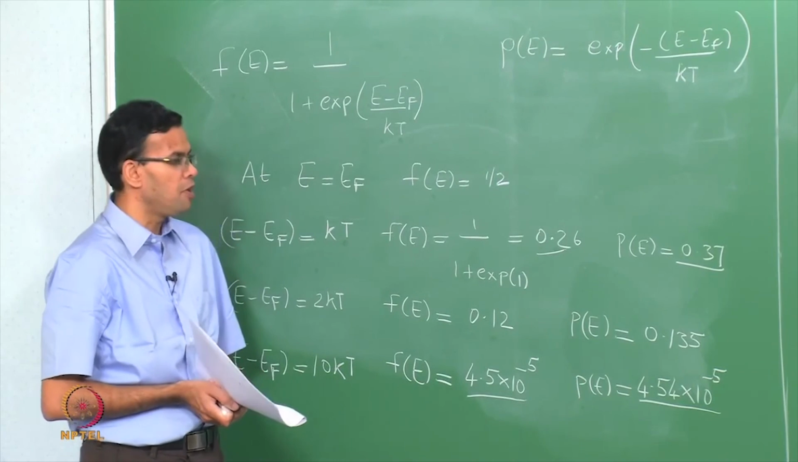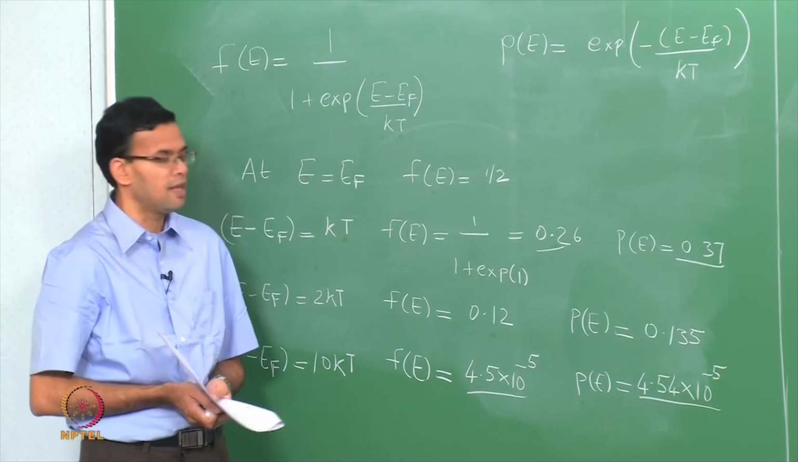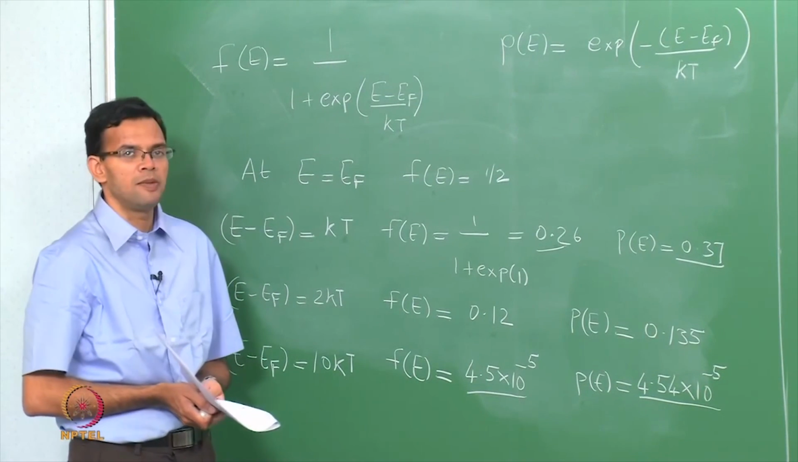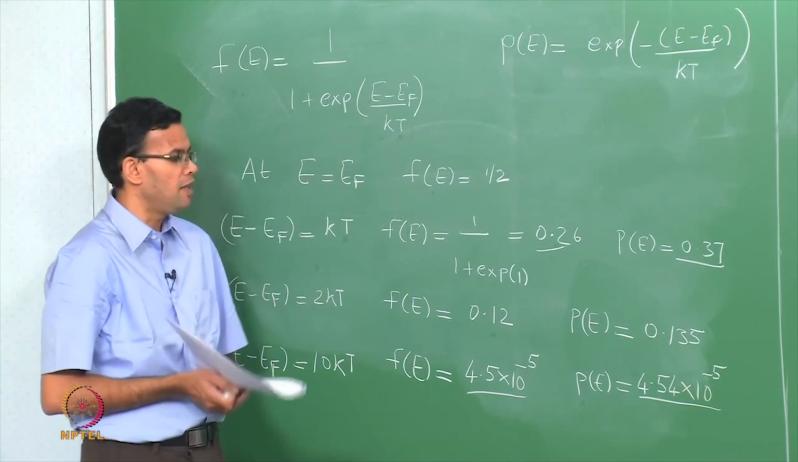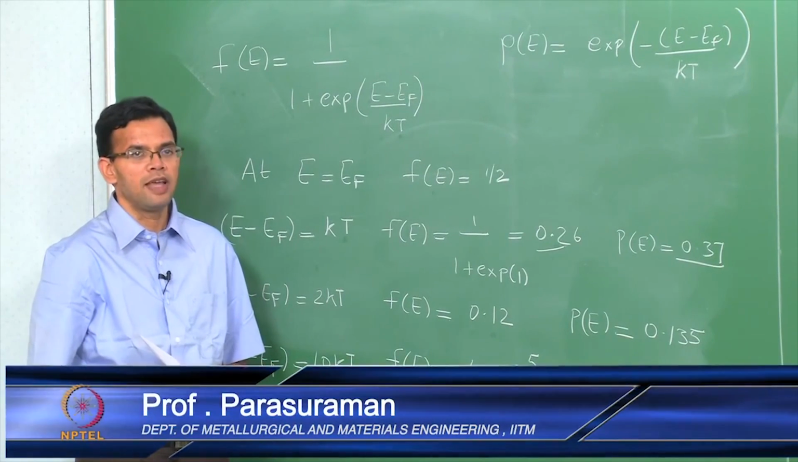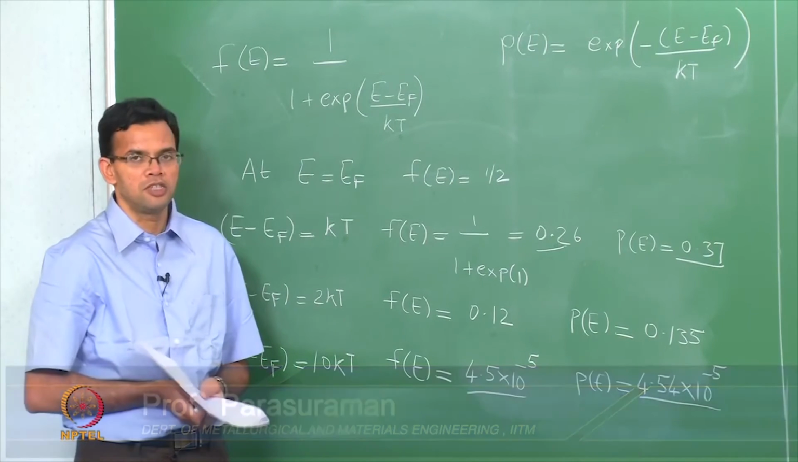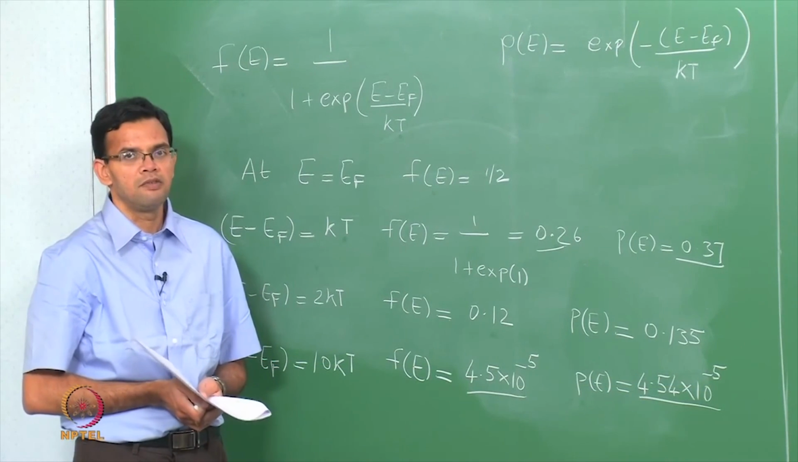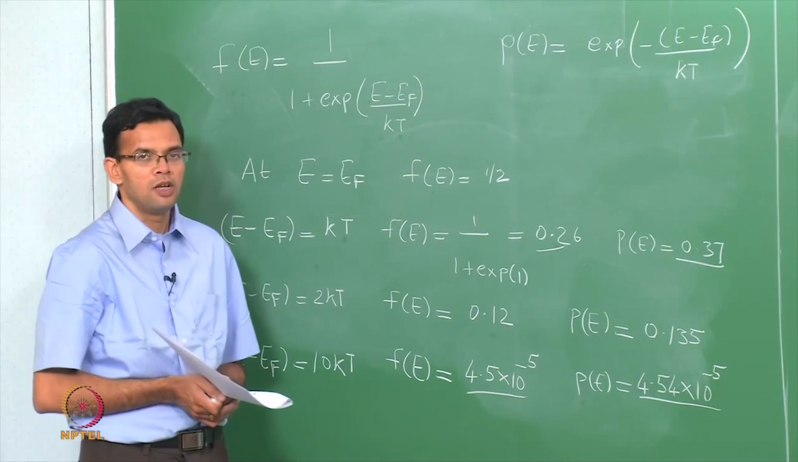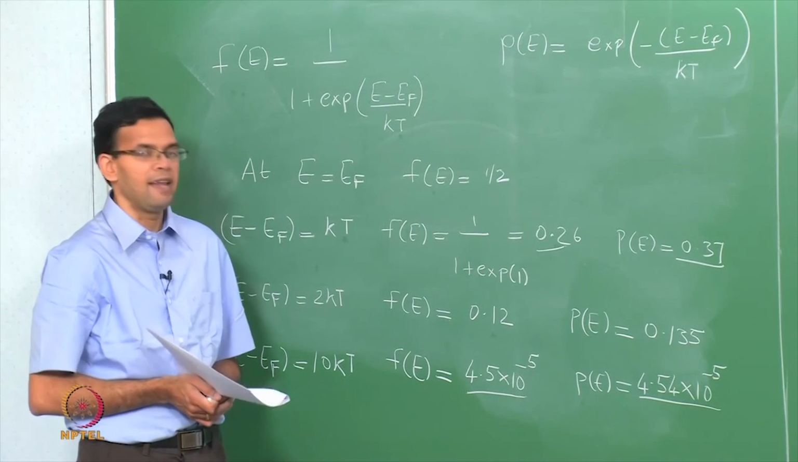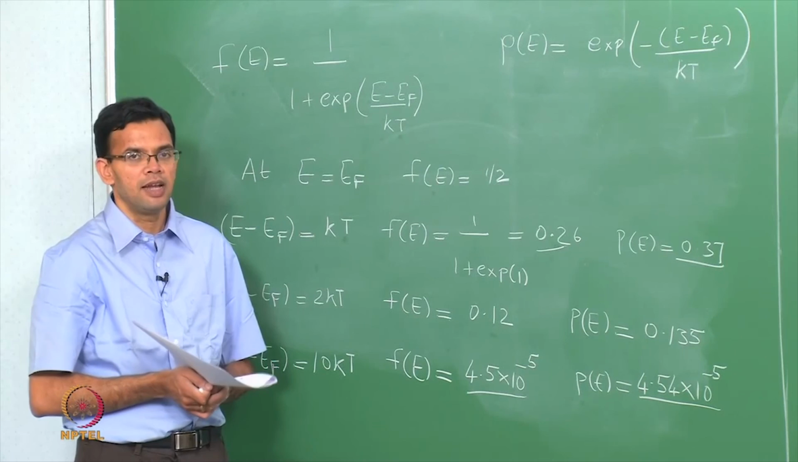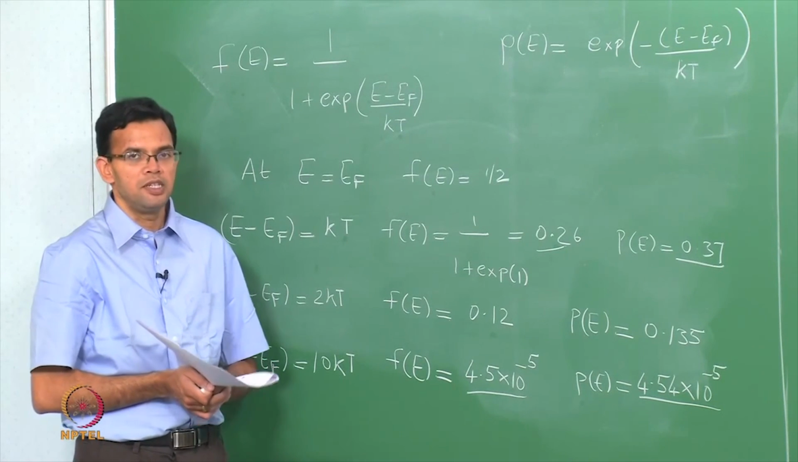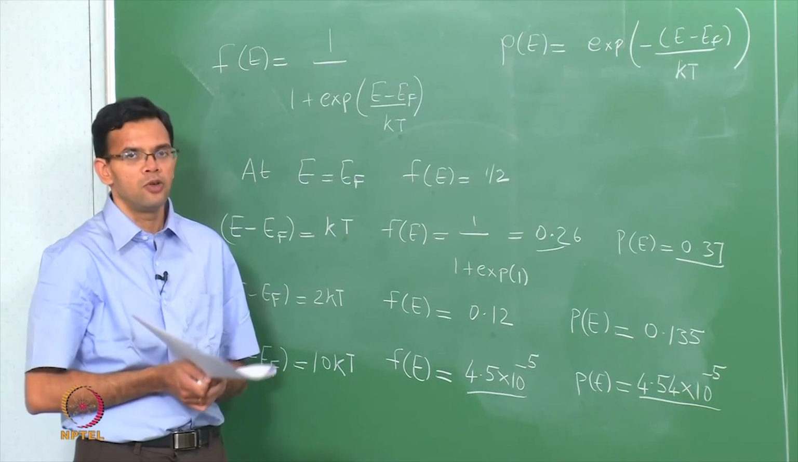So, we will stop here for today. In the next class, we will use these concepts of density of states and the Fermi function in order to calculate the electron and hole concentration. We will first start with an intrinsic semiconductor, which is a semiconductor that is pure and no dopants, and we will calculate the carrier concentration in that, and after we are done with intrinsic, we will move on to extrinsic semiconductor.